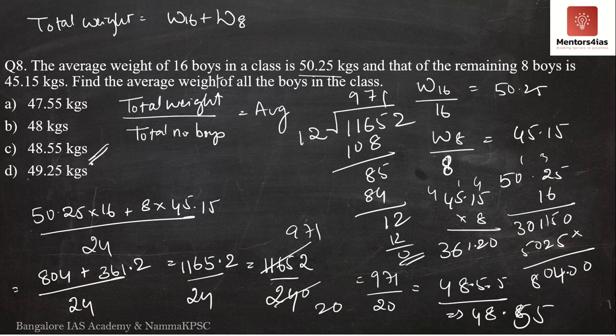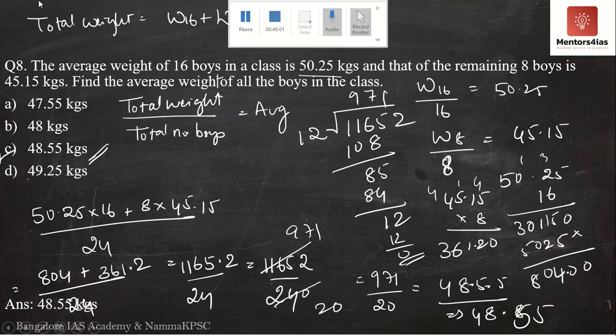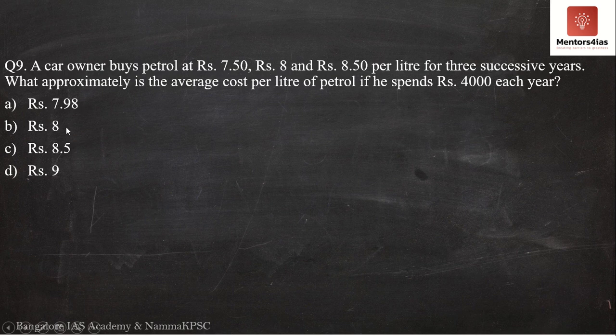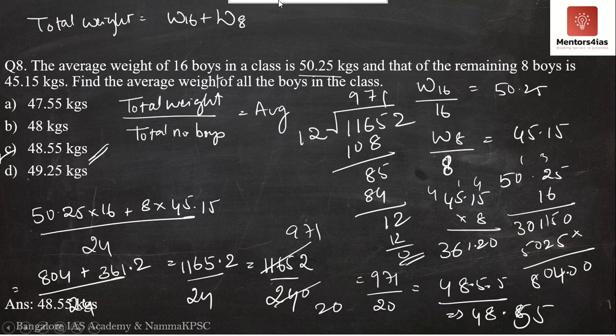Therefore, the correct answer, or the average weight of all the boys in the class is what? It is 48.55 kgs. The correct option is option C. The correct answer is 48.55 kgs.